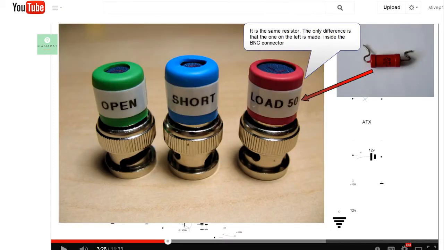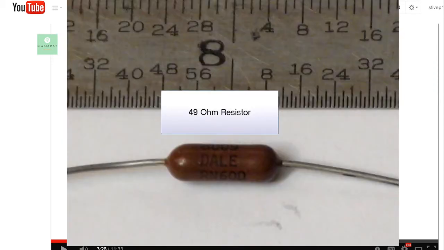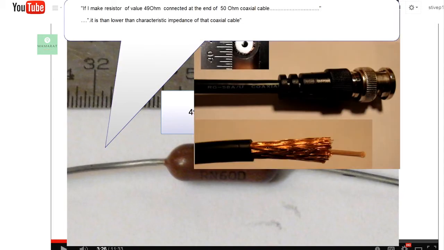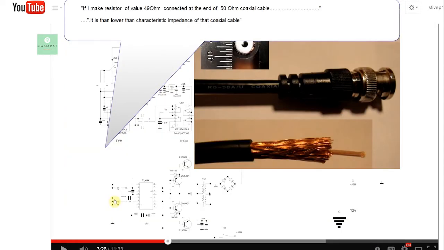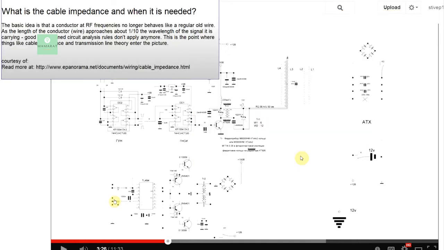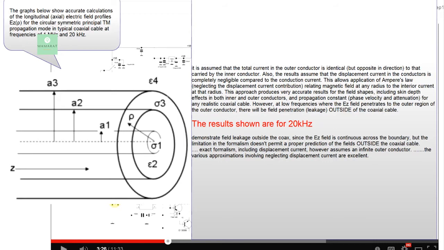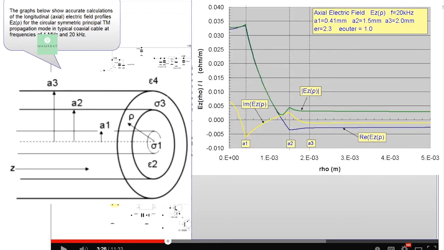50 ohms, all the energy gets absorbed. If I make the resistor 49 ohms on a 50 ohm cable, it's lower than the characteristic impedance of the cable. We're going to repeat that a few times. The characteristic impedance of the cable.